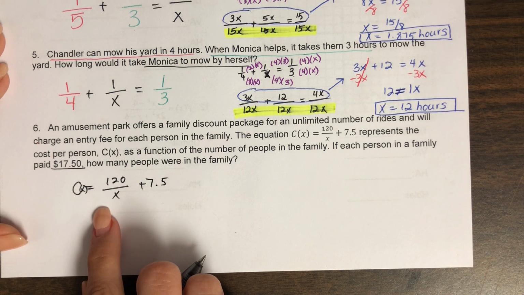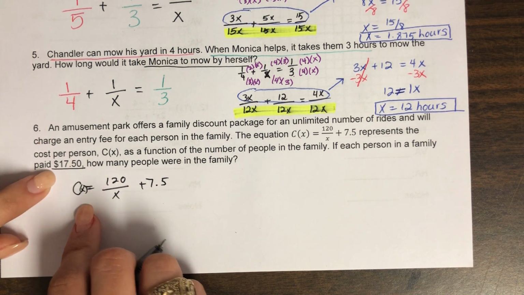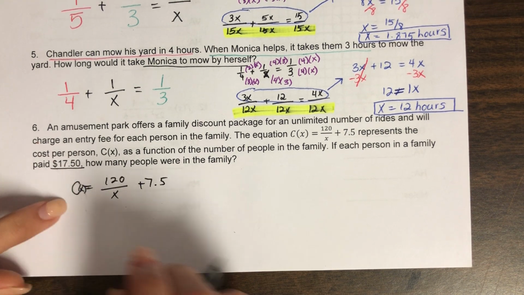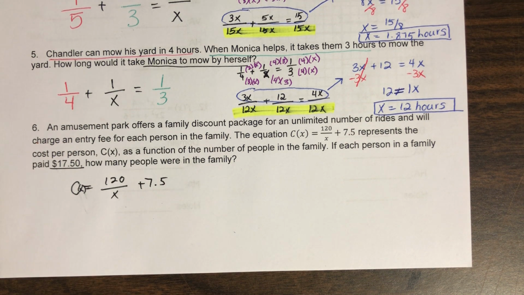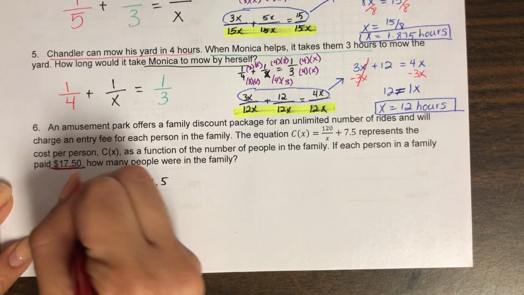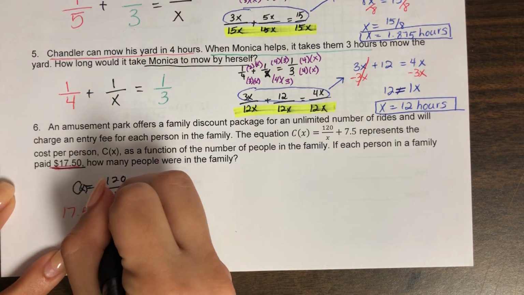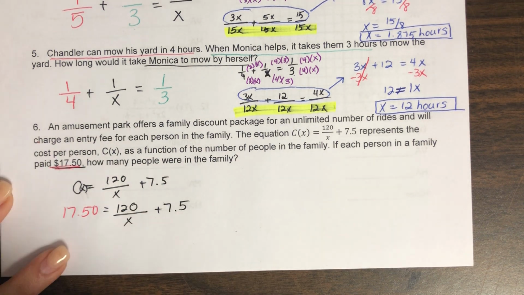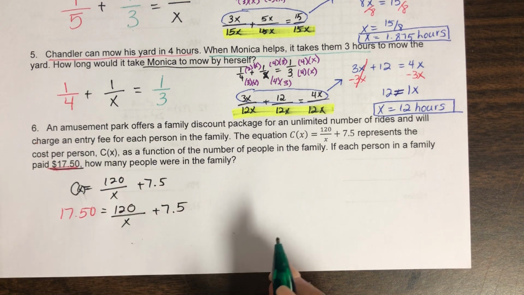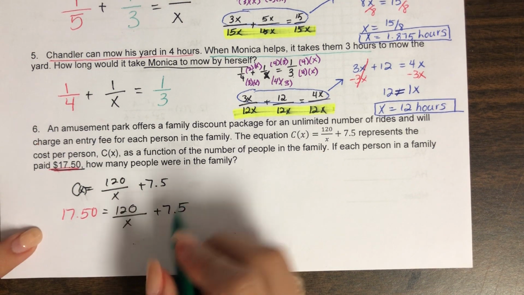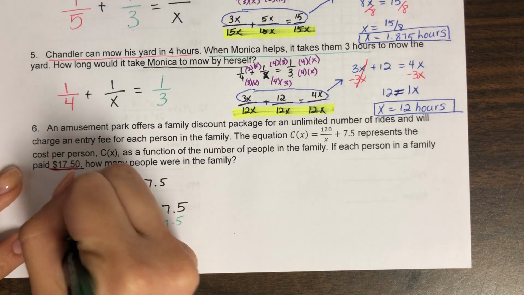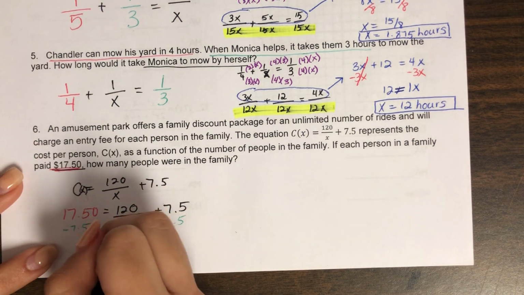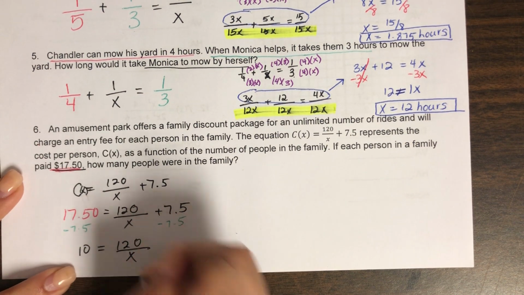So what I want to know is, hey, I know this number right here. I paid $17.50. This is money, so this is the cost. I want to know x, how many people were in that family. So I'm going to go ahead and plug that value in, this 17.50. I want to know what x is. So pretty simple. Let's go ahead and move this 7.5 over. So we are left with 10 is equal to 120 over x.